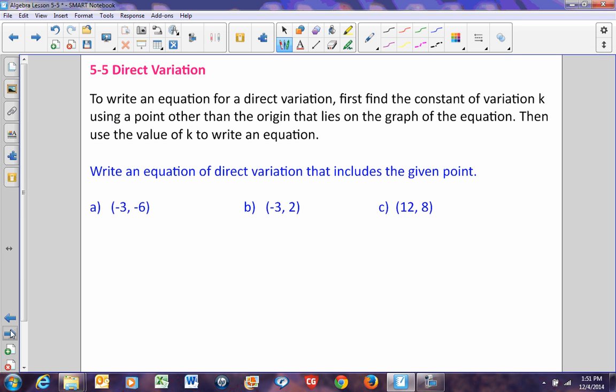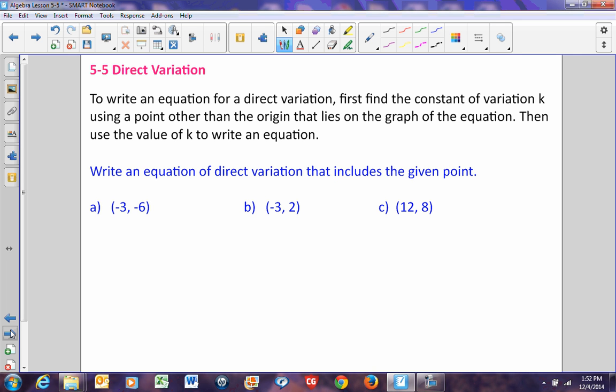To write an equation for a direct variation, you have to know the constant of variation. If you know what the constant of variation is, you can use a point other than the origin that lies on the graph, and you can write the equation. So, if I give you a point, you can determine what the constant of variation is, and after that, you can write a direct variation equation.